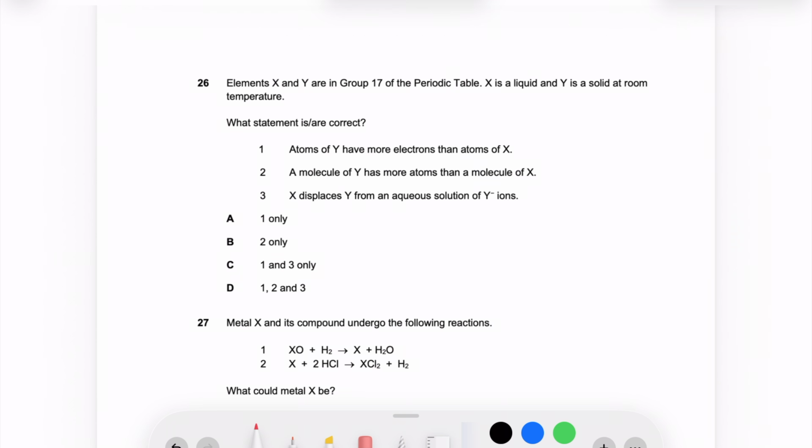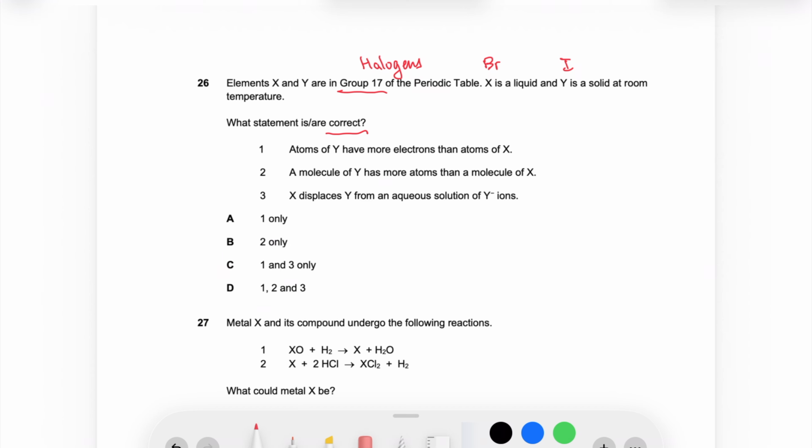Question 26. So this is your halogens, group 17. So X is a liquid, Y is a solid. So liquid, most likely this will be bromine. So this is solid, you can take it as is iodine or astatine. Either one is fine. So which of the following statements is correct?